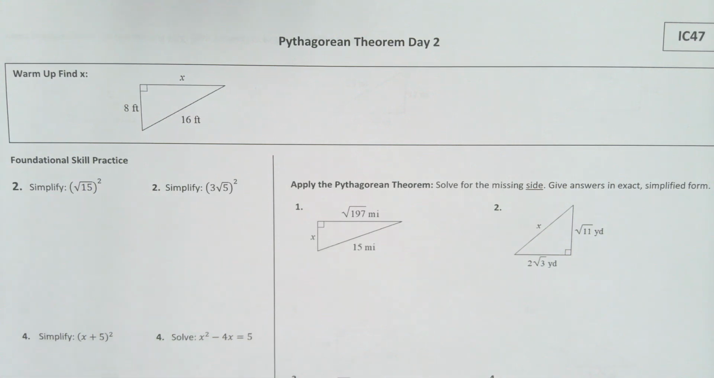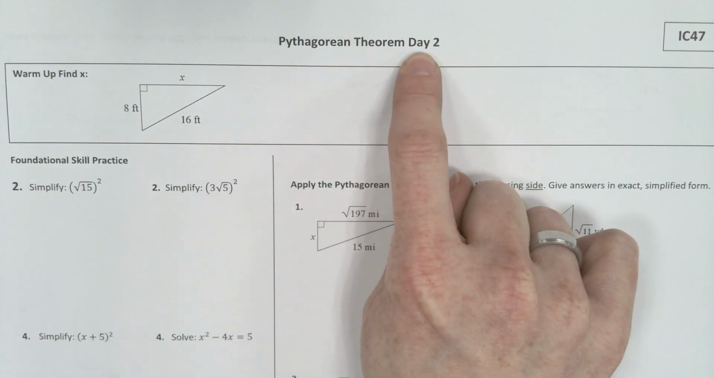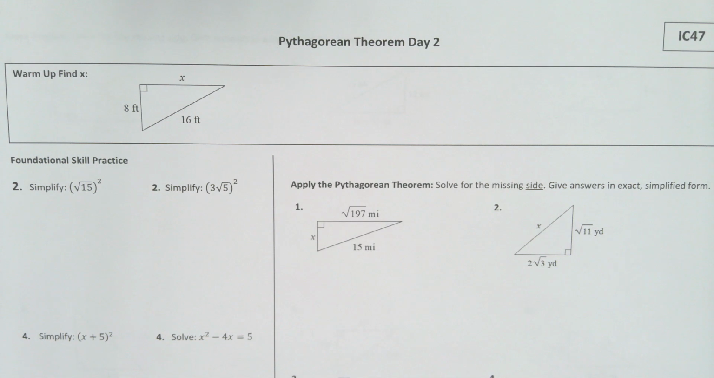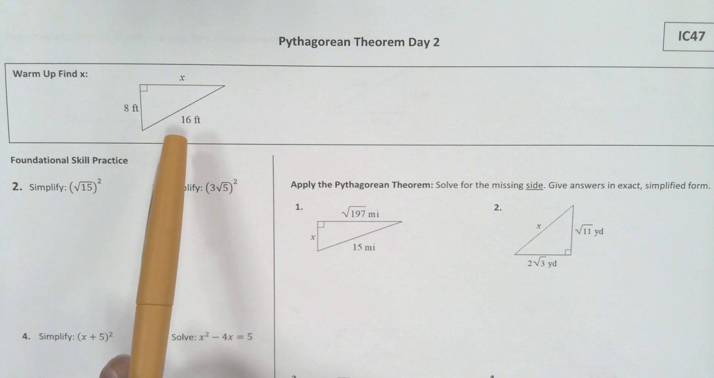Welcome back, geometry students. For today's notes, you will need in-class 47, but it is day 2 of the notes. Yesterday we started working on the Pythagorean Theorem, and today we're going to continue and deal with some scenarios that use the same formula but have a little bit of a difference in terms of the simplifying part of the problem. But we're building on what we did yesterday, which is why your notes today begin with a warm-up problem.